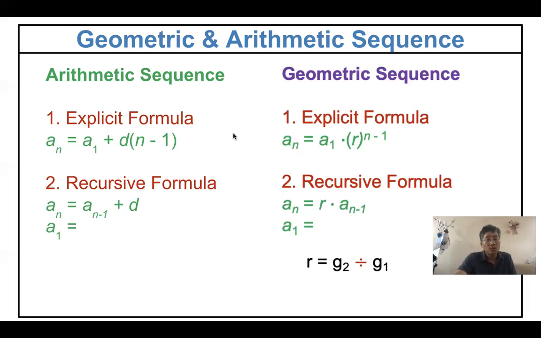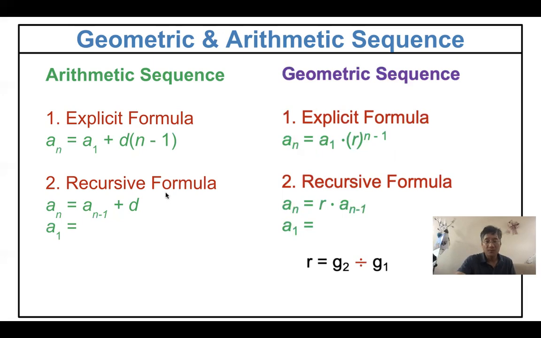So the explicit formula is the nth term. When you get the nth term, it is the first term plus d, added how many times? n minus 1 times. So you multiply d times n minus 1. That's the explicit formula. For a geometric sequence, to the first term, you multiply by r continuously, right? How many times? n minus 1 times. That's why it is r to the n minus 1 power.